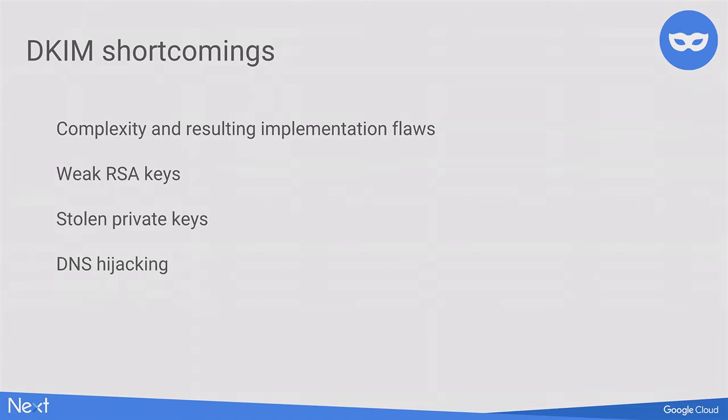Private keys can also be stolen from a compromised mail server. So a misconfigured server that allows an attacker to breach in, the attacker can steal the DKIM key and can sign email, impersonating the domain. Finally, again, it relies on DNS. So hijacked DNS records have been used in the past to insert malicious DKIM keys.